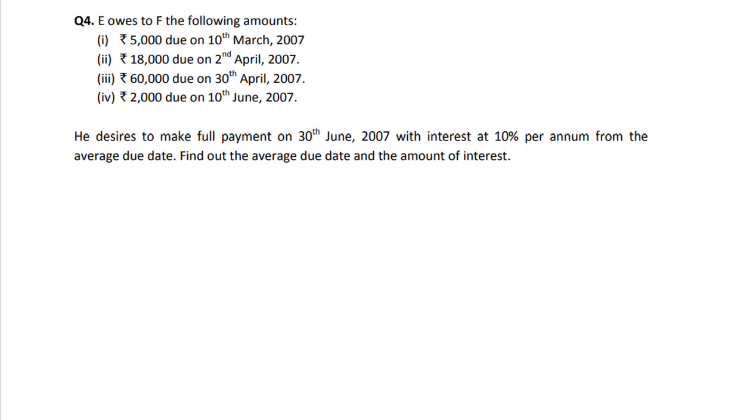E owes to F the following amounts: rupee 5,000 due on 10th March 2007, rupee 18,000 due on 2nd April 2007, rupee 60,000 due on 30th April 2007, rupee 2,000 due on 10th June 2007. He desires to take full payment on 30th June 2007 with an interest at 10% per annum from the average due date. Find out the average due date and the amount of interest.